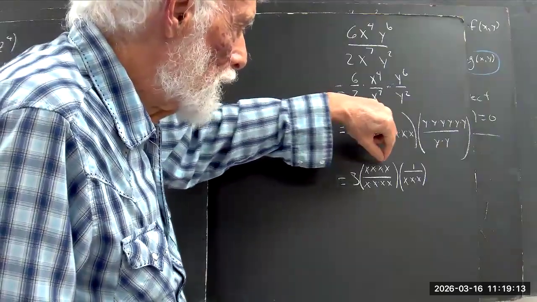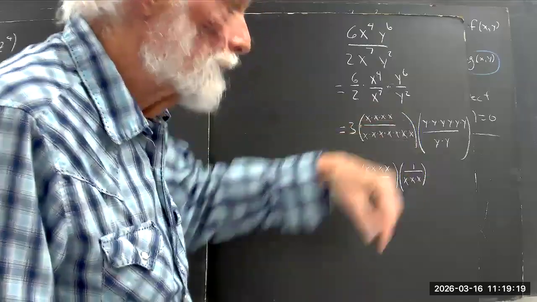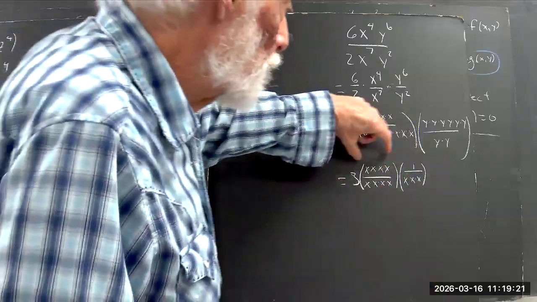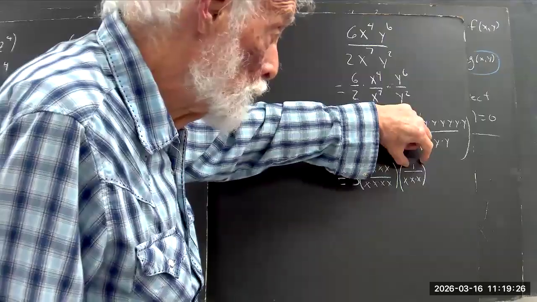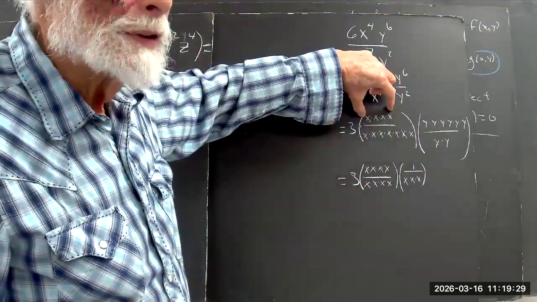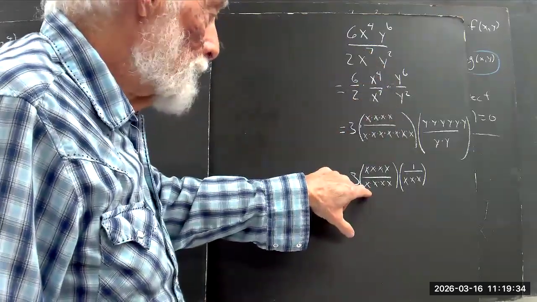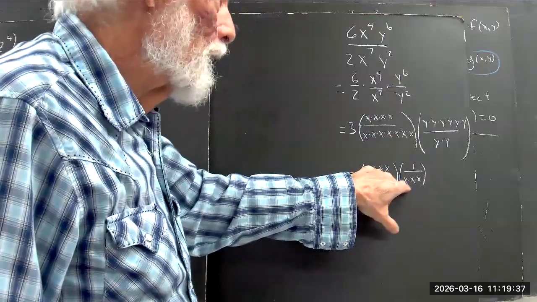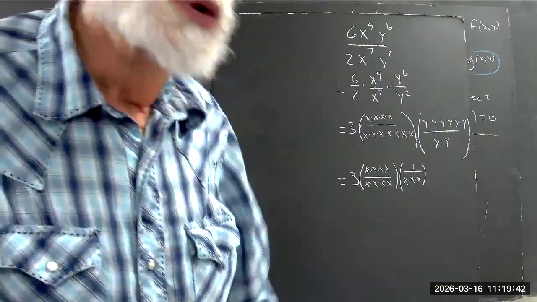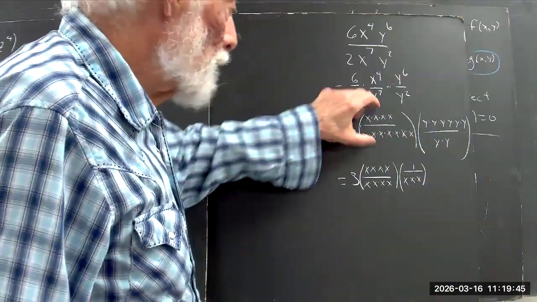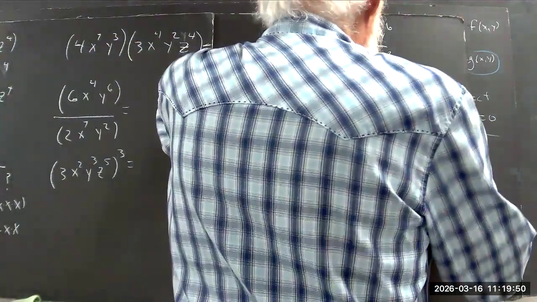X times x times x times x over x times x times x times x multiplied by 1 over x times x times x. How do you multiply fractions? You multiply the numerators. If I multiply the numerators, x times x times x times x times 1, I get x times x times x times x, which is a numerator I had in the last step. If I multiply the denominator with a string of 4 x's and a string of 3 x's, I'm going to have a string of 7 x's. So by the rules for multiplying fractions, I can do this. I can do similarly with the y's.